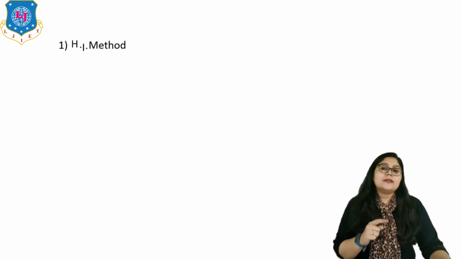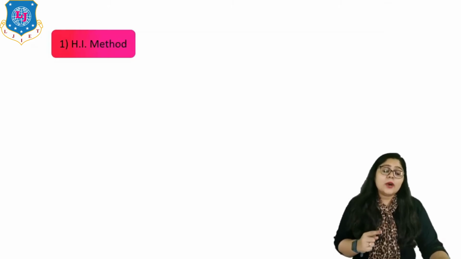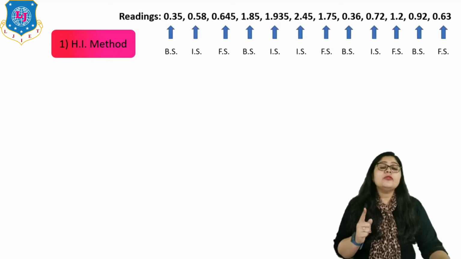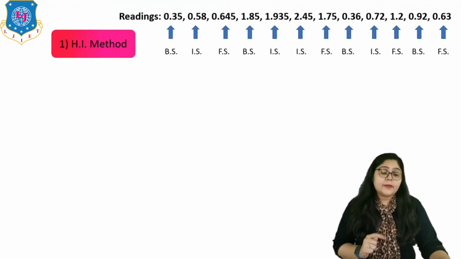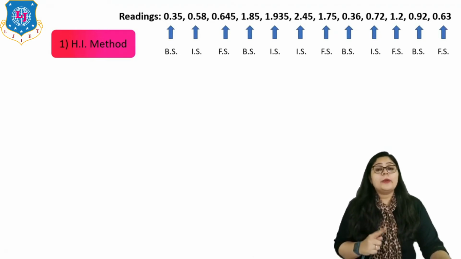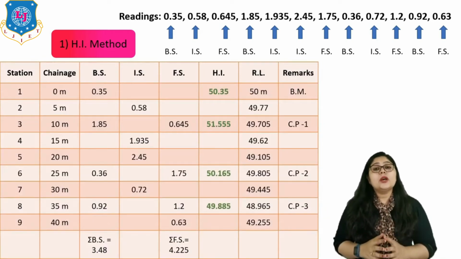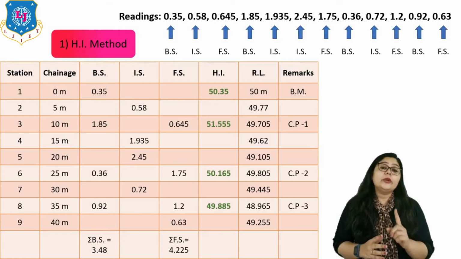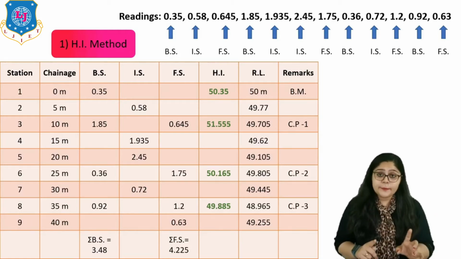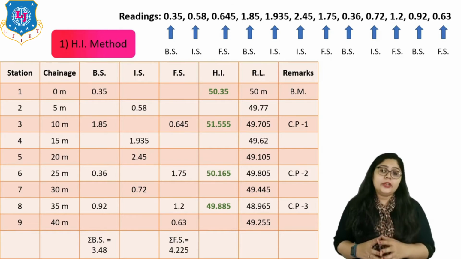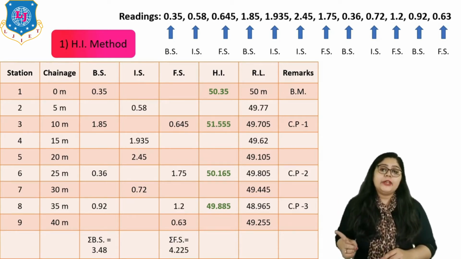So now let's understand how the HI method works for this kind of arrangement, right? Here you can see the readings, and now you know what the BS, IS and FS are. Now as I said, I have to prepare one level book. So this is the level book. Here you can see the first column is all about stations. It means where we are going to hold our staff, not the level, right? Second is the chainage. Here I have written 0, 5, 10, 15 as indicated in the given data. The chainage is of 5 meter. So 0, 5, 10, 15, right?